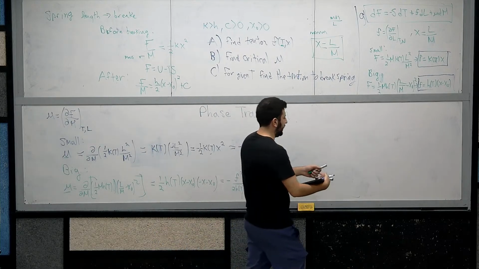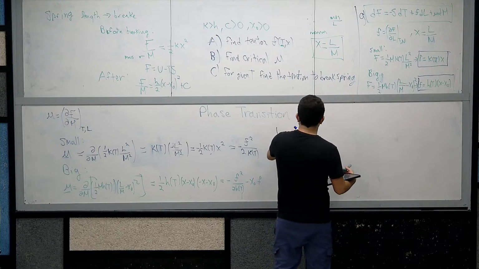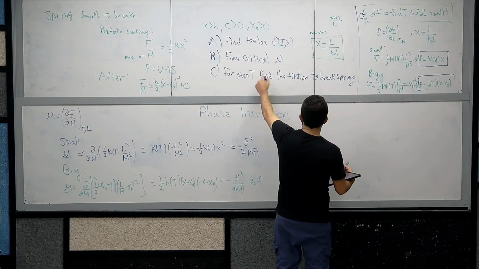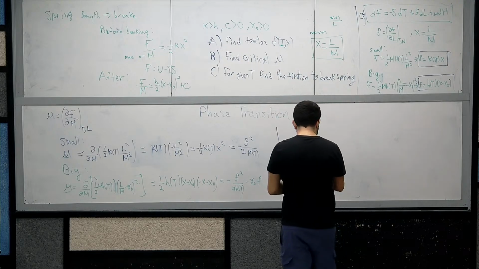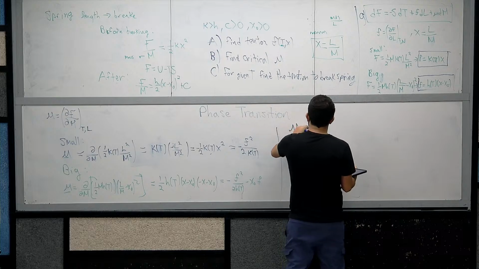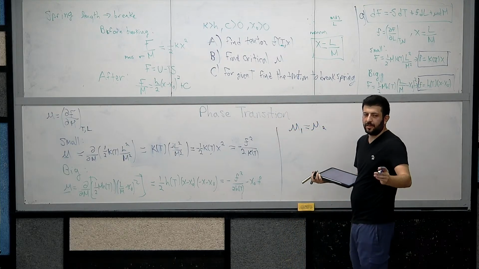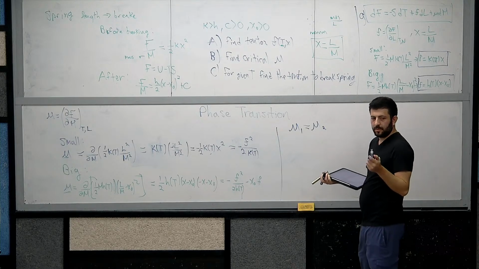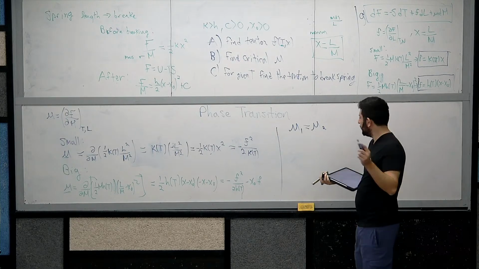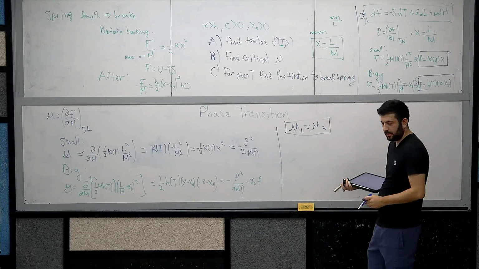Okay, and the last thing is that we want to find, for all temperatures, the tension that breaks the spring. So how do we do that? Exactly as I told you, we have to find the phase transition, which is by equating the mu's. Okay? We apply this condition.